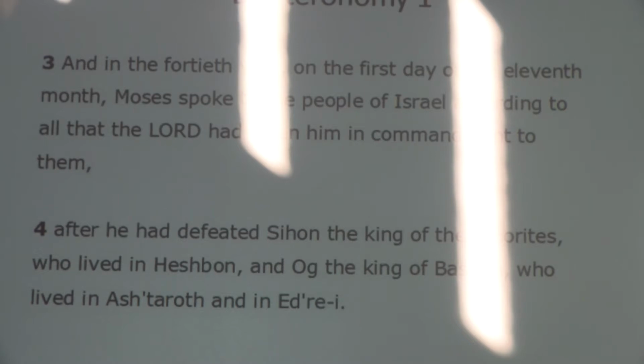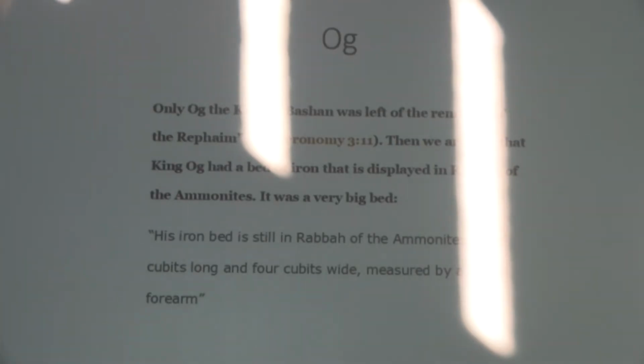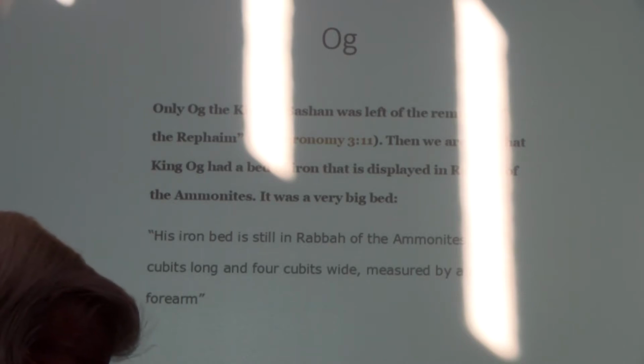Well, apparently, as far as the Jews were concerned, they were very familiar with the fact that there had been a rather significant battle that the Israelites had to fight before they crossed the Jordan River. And it involved these two kings, this king Og and this king Sihon. Og was the king of an area that, well, I think I have a map that will show that.